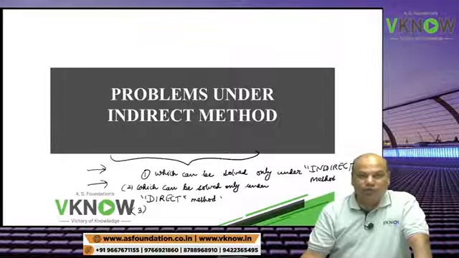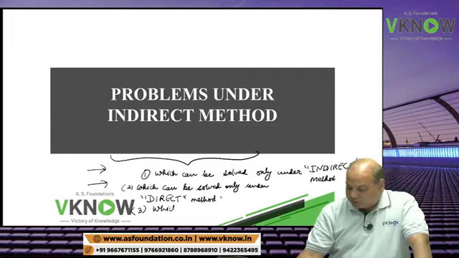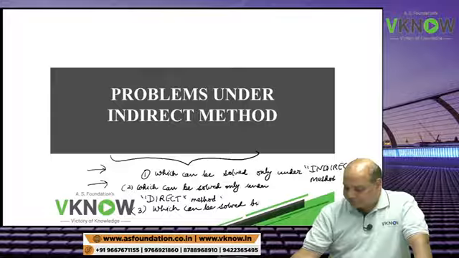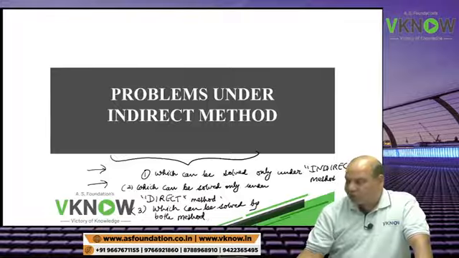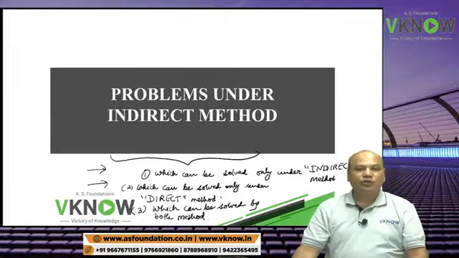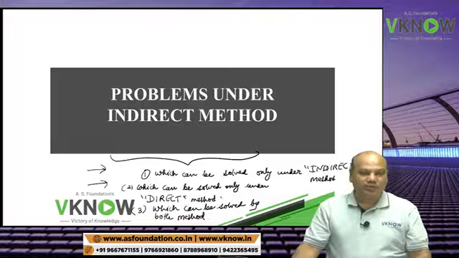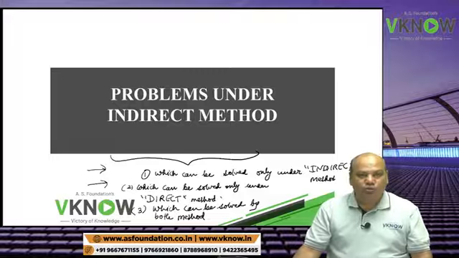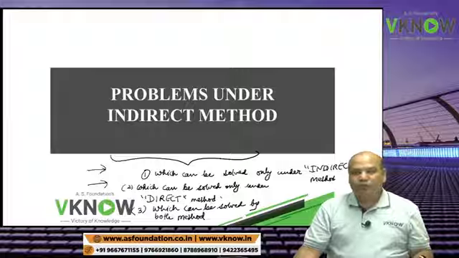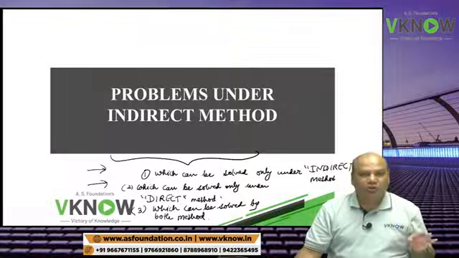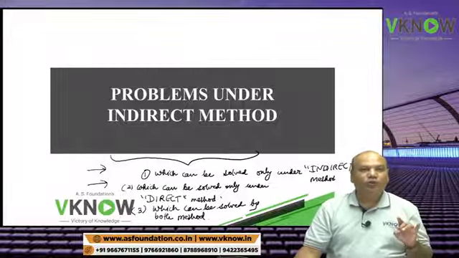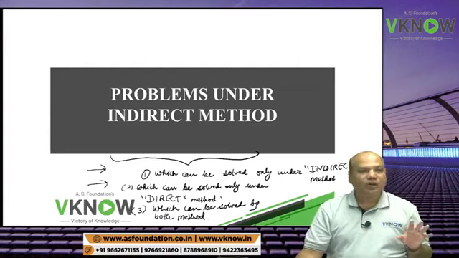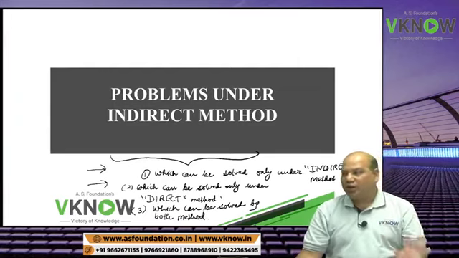Some questions can be solved by both the methods. The data is sufficient to apply both the methods. In that case, what will the student do? The student will check which method is given in the question. If the question says direct method, you will follow the direct method. If the question says indirect method, you will follow the indirect method.